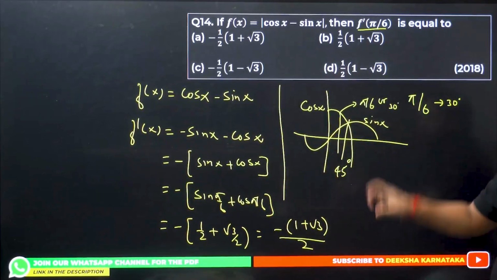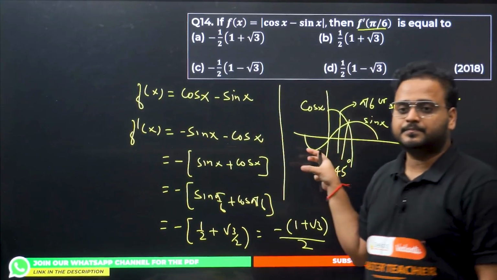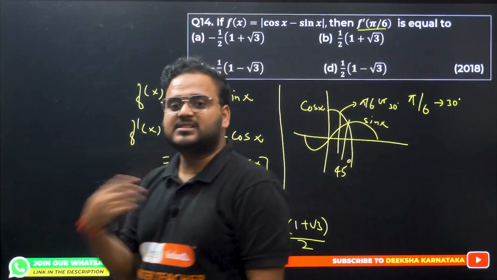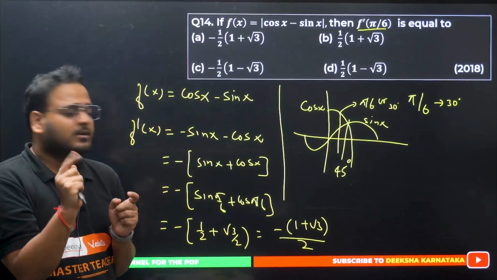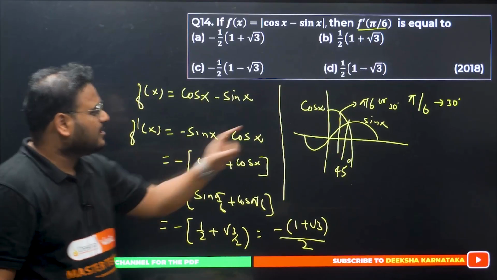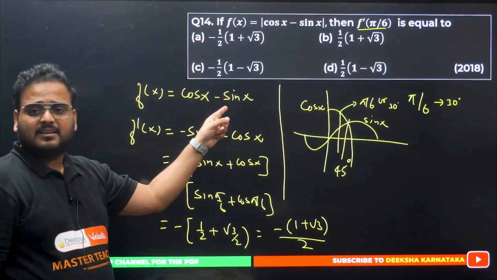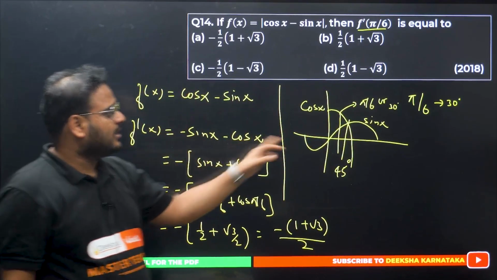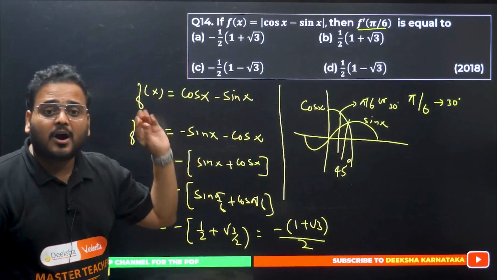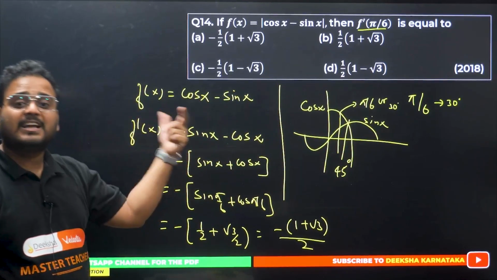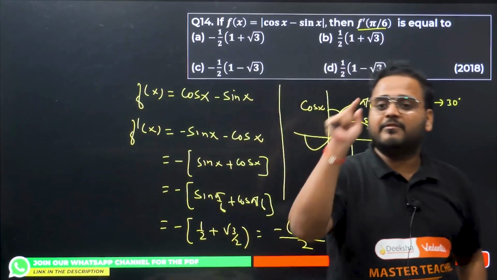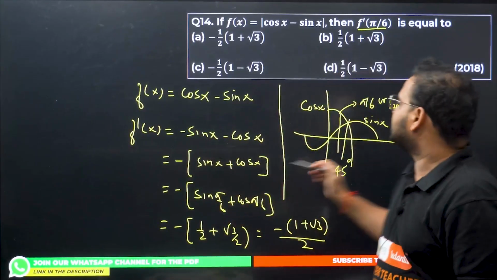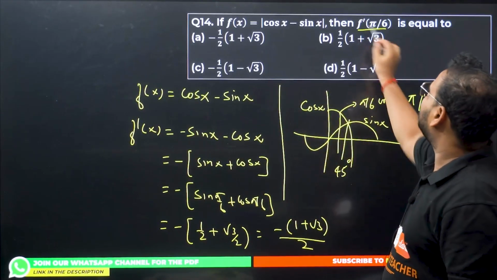So your only goal was to identify this graphical part. If the graphs are clear, your result is very simple. Now, are you thinking for even one second, sir, why are you taking pi by 6 cos minus sin? Because cos derivative will be sin actually, it will become sin minus cos. Do not think about the sign of derivatives. Even if one of you is thinking this way, that sir, we should look for the derivative sign, no, because this is derivative at pi by 6.